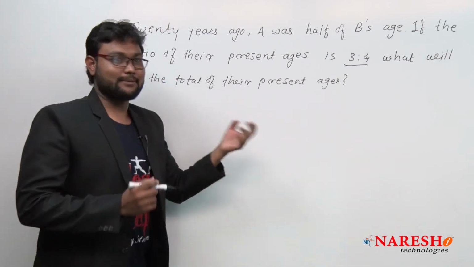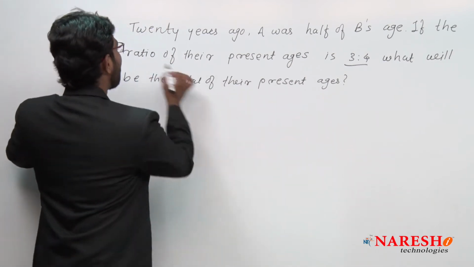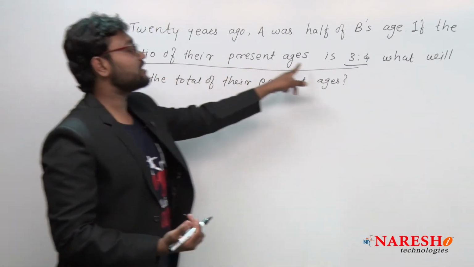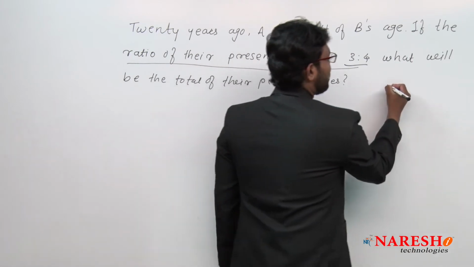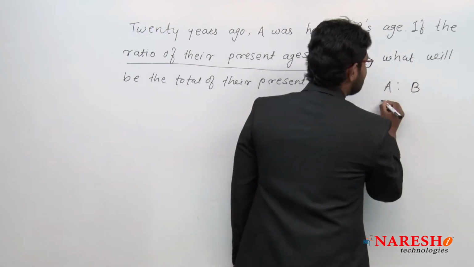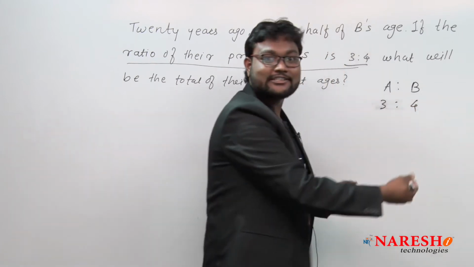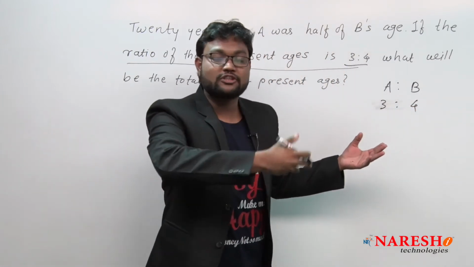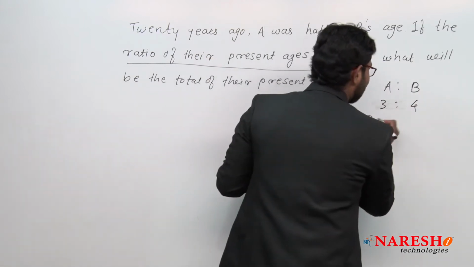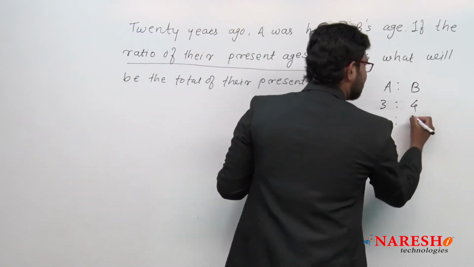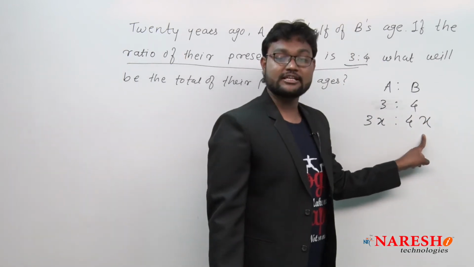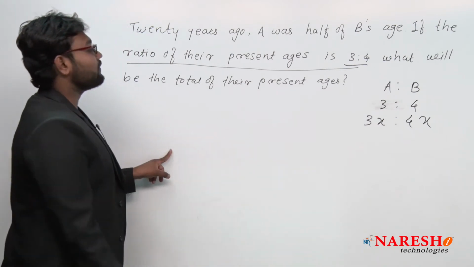My dear student, it's a simple question. Now we have to concentrate on this line first: the ratio of their present ages is 3:4. That means A's age in terms of ratio is 3 and B's is 4. So I can consider A's age as 3 multiples and B's age as 4 multiples. It is better to consider it as 3x and 4x. Now the age of A is 3x and the age of B is 4x.